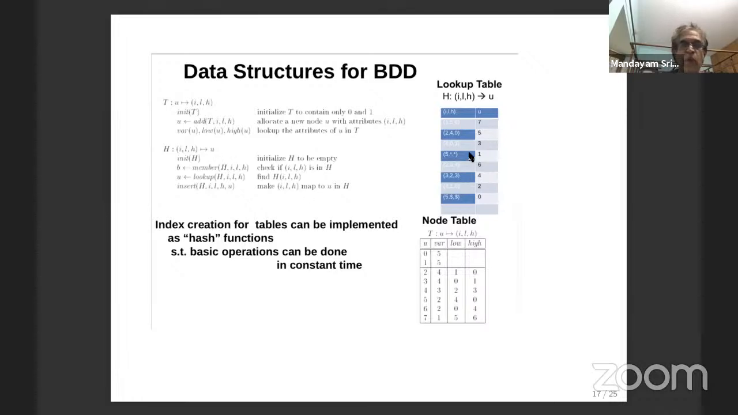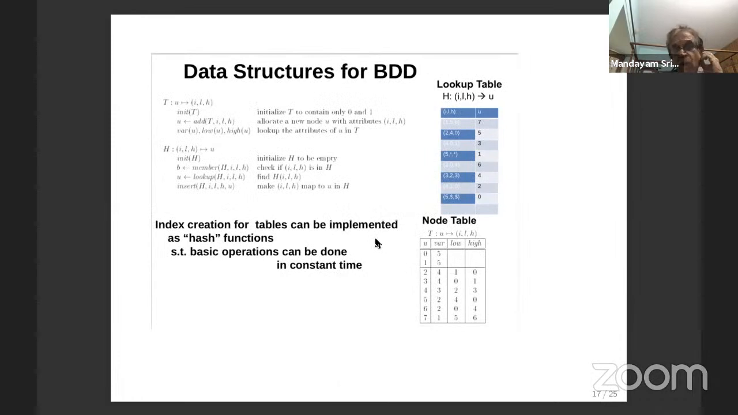Now, the operations on the lookup table are very important. There's a member function which checks if i, l, h is in H. If it is already there, meaning it maps to a valid unique ID, then it is in the node table and you don't need to create another copy, so it looks up and finds the unique ID associated with it. If not, then you can safely insert it into the lookup table. That's how these things are maintained through hash functions, and they can be done in almost constant time.